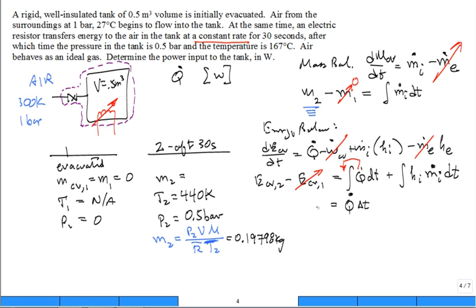Okay. So what is the energy in the control volume at the final state? That's the mass in the control volume at the final state times its internal energy at the final state.